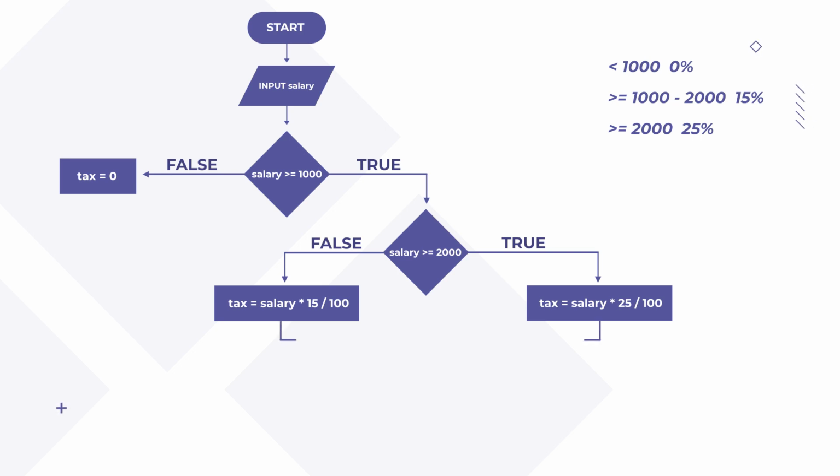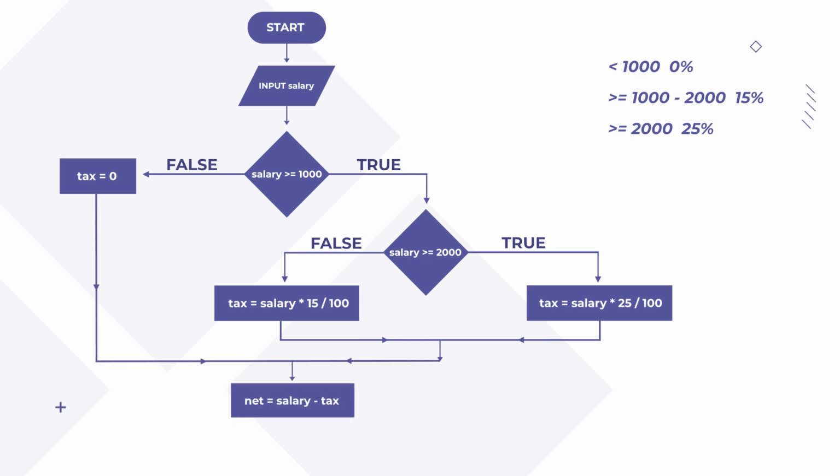And then here we will calculate the net. So net is equal to salary minus tax. Then we print the tax and net, and then we end. This is very important to understand, my friends.